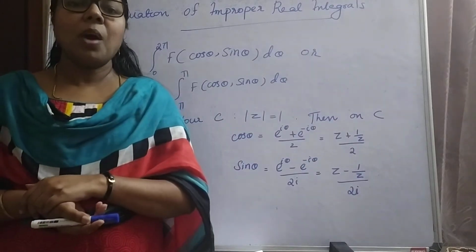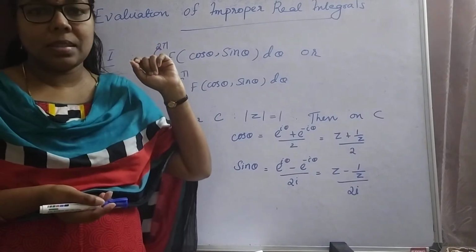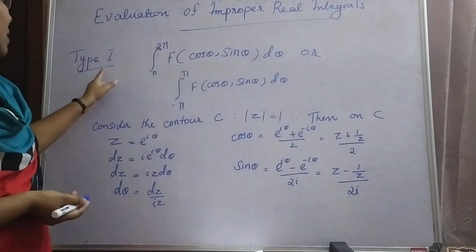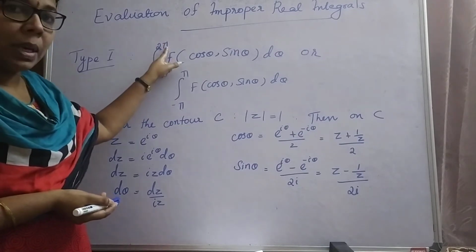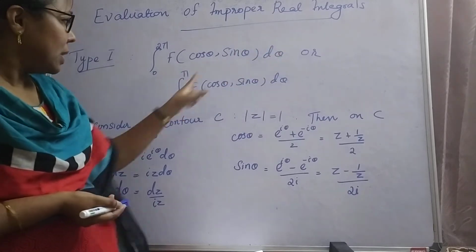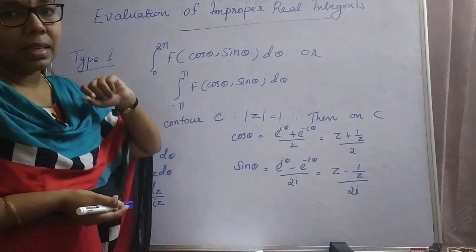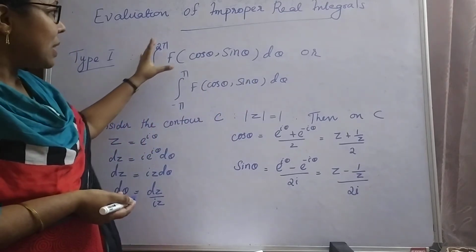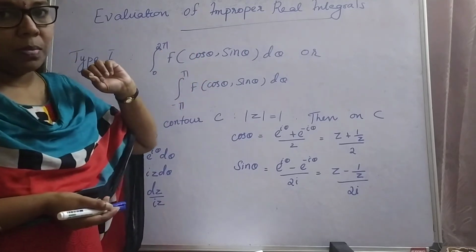Hi, our next topic is evaluation of improper real integrals. Type 1. Here the integral is of the form integral 0 to 2 pi f of cos theta, sin theta d theta, or integral minus pi to pi f of cos theta, sin theta d theta. Here we convert this question into z and dz form.